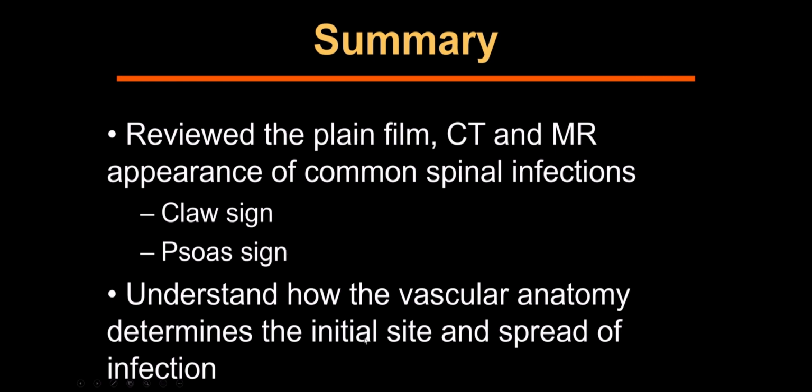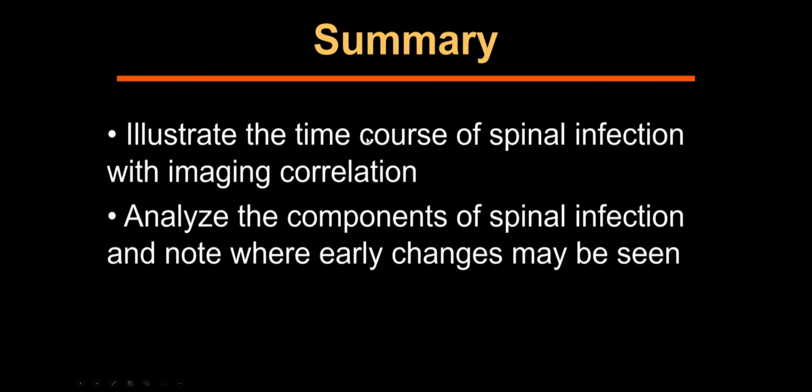We talked about how the vascular anatomy determines the initial site of infection, a little different in kids and adults, and then the spread of infection. I illustrated the time course of spinal infection, particularly where do you look to see the very earliest changes. Then you're going to look in the epidural space and you're going to look at the paraspinous soft tissues. And then we analyzed the components of the spinal infection, talked about where those early changes might be seen.